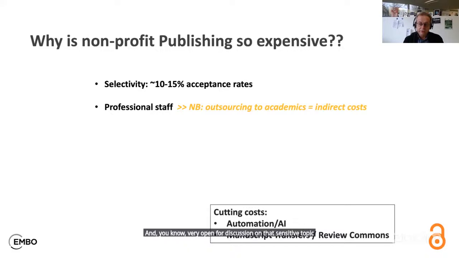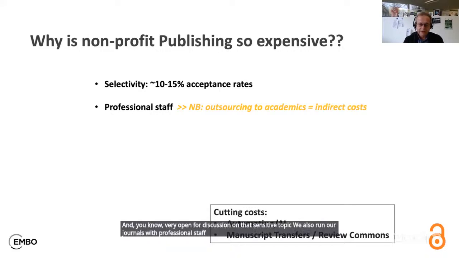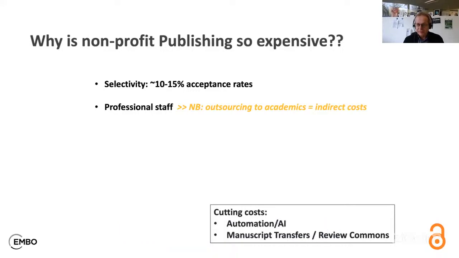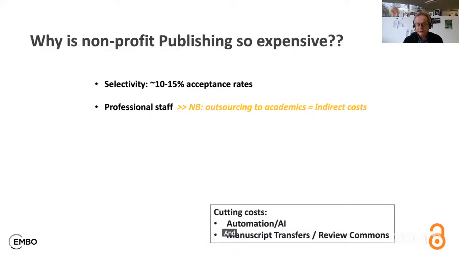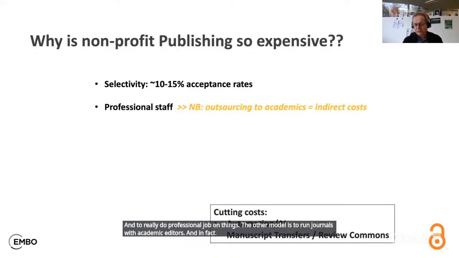We also run our journals with professional staff, so that includes me and Sarita, and our biggest cost part is actually the salaries. We do that because it gives us independence and a relatively large amount of time to focus on details and to really do a professional job. The other model is to run journals with academic editors, and in fact, the vast majority do. By the way, there are about 35,000 journals in the biosciences, so that's a huge jungle out there. Most of these are run by academic editors, and that can work very well too.